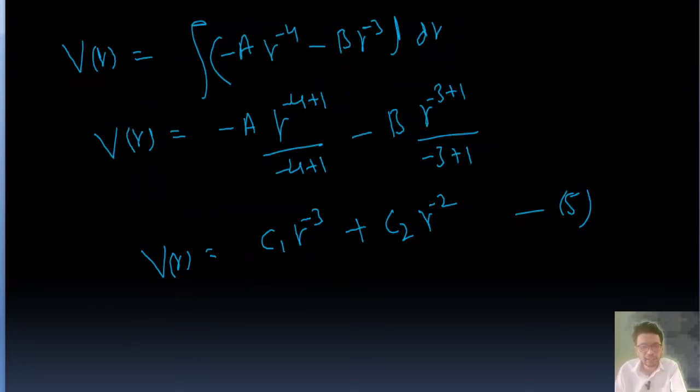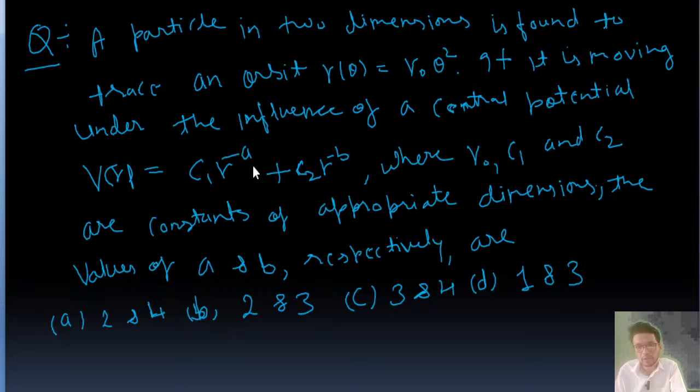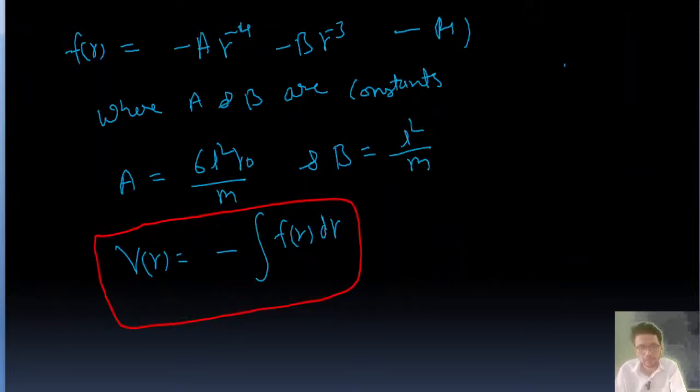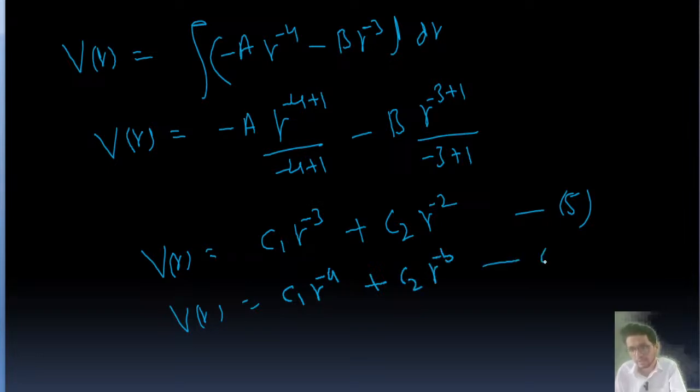And in the question we have been given V(r) equal to C1 r to the power minus A plus C2 r to the power minus B. Now comparing these two equations, the value of A is going to be, that minus 3 is going to be minus A. That means minus minus will get cancelled, so the value of A is going to be 3 and the value of B is going to be 2. Okay, guys.